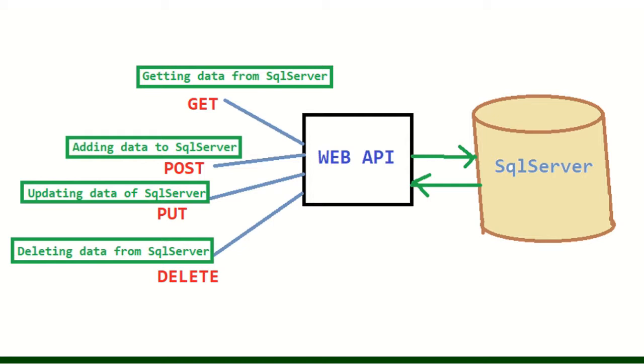Today I am going to discuss the other web API verbs or methods: post, put and delete. Previously I have already done one application using get. Okay, I will show that application.